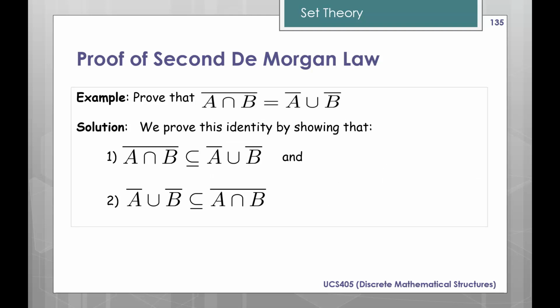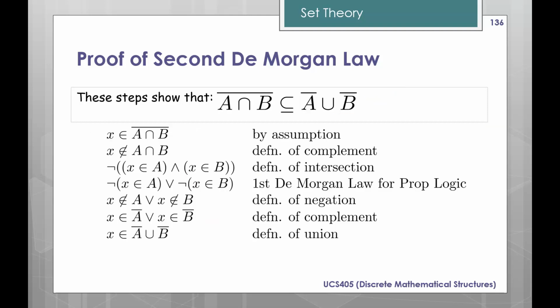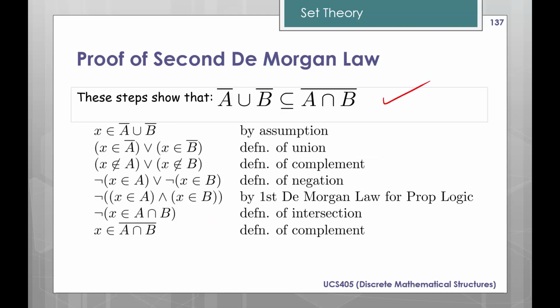So (A intersection B) bar is equal to A bar union B bar. We have to prove that. We prove this identity by showing that (A intersection B) bar is a subset of A bar union B bar. Now, the opposite is also true, and we are also going to show it: A bar union B bar is a subset of (A intersection B) bar. First we will show this, and next we will see that.